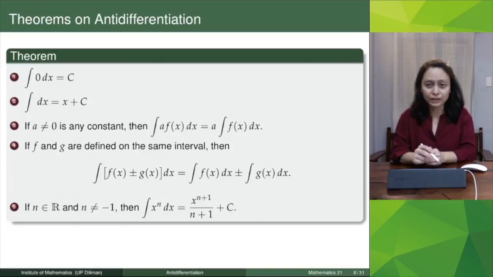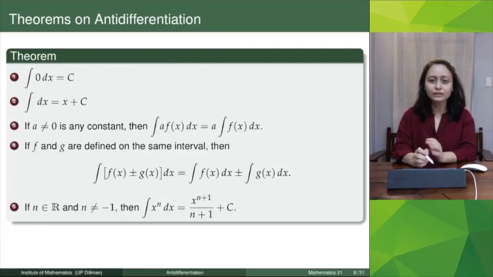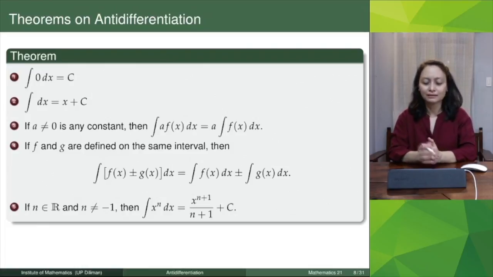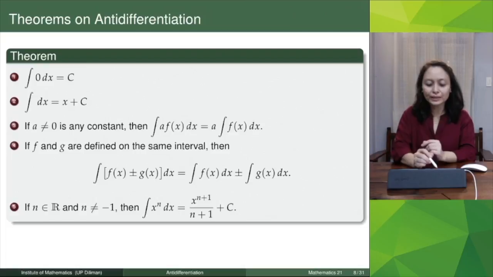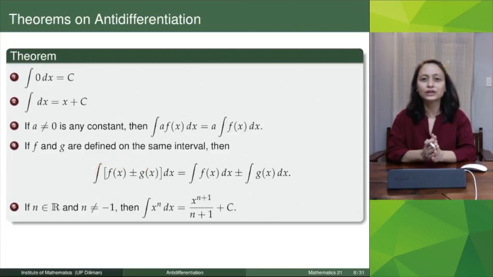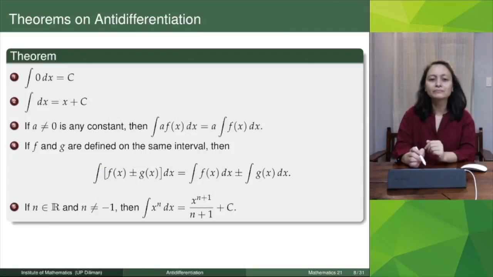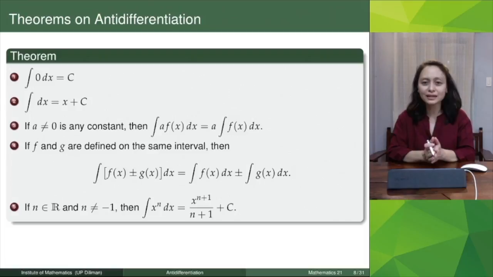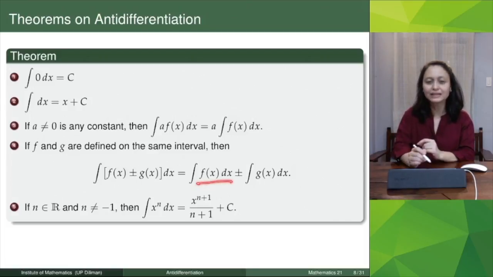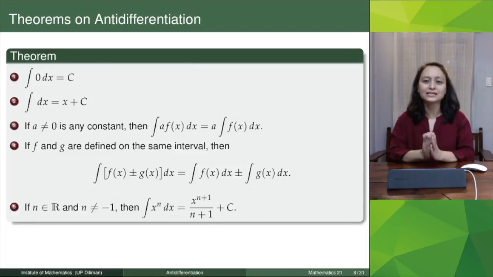Theorem number 4. So, if f and g are defined on the same interval, then the antiderivative of the sum or difference of f and g is equal to yun. So, pwede nyong parang i-distribute yung integral over addition or subtraction. Okay? So, this is equal to antiderivative of f of x dx. Basta may dx pa rin dyan, ha? Plus or minus antiderivative of g of x dx.